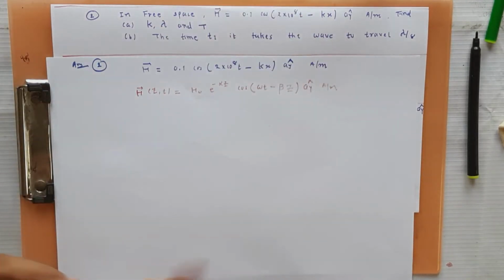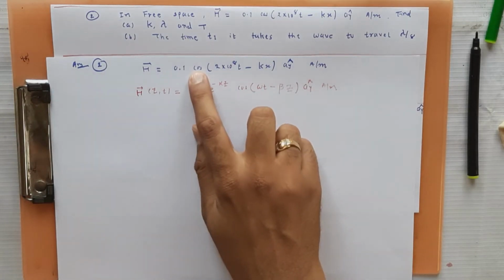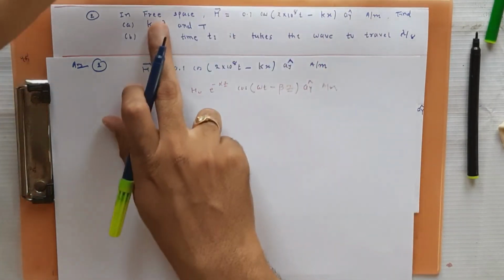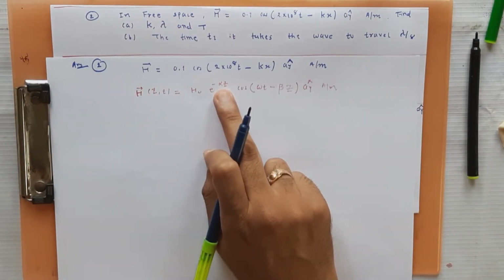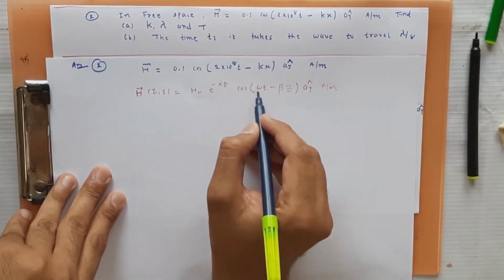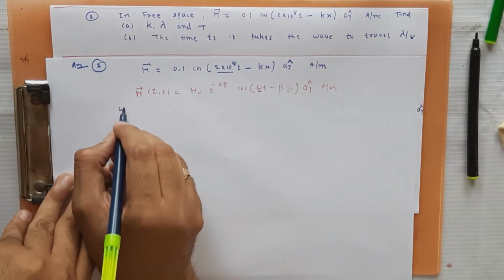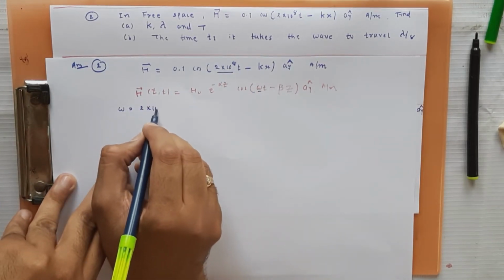So here the value of alpha is equal to 0. Why? Obviously, because it's free space, so for free space there is no attenuation, so the value of alpha is 0 and the conductivity is also 0. Now just compare it. So what is omega? Omega is 2 × 10^8, which is given.